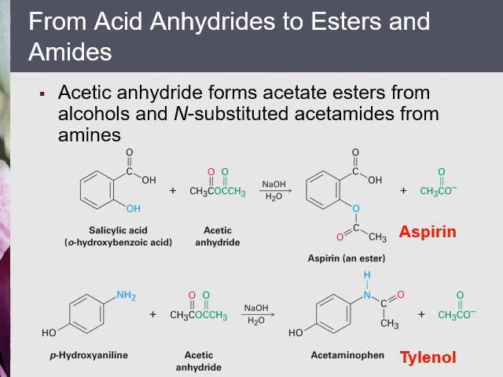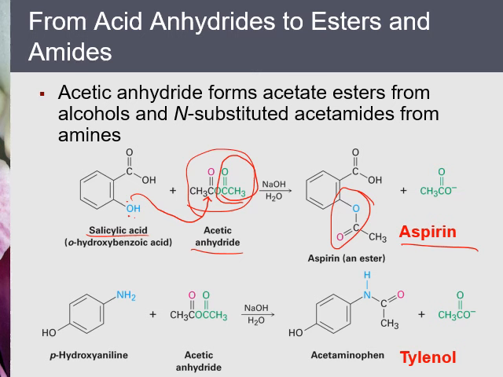Here are two examples of acid anhydride reactions. One is aspirin synthesis, and this reaction uses acetic anhydride. Okay, react with salicylic acid. So the hydroxyl oxygen attacks the carbonyl carbon and expels an acetate, and that gives you an ester. Okay, that's aspirin. The synthesis of Tylenol also uses acetic anhydride, okay, with para-hydroxyaniline. So here the amine reacts with the carbonyl carbon, expels acetate, and that gives you an amide.